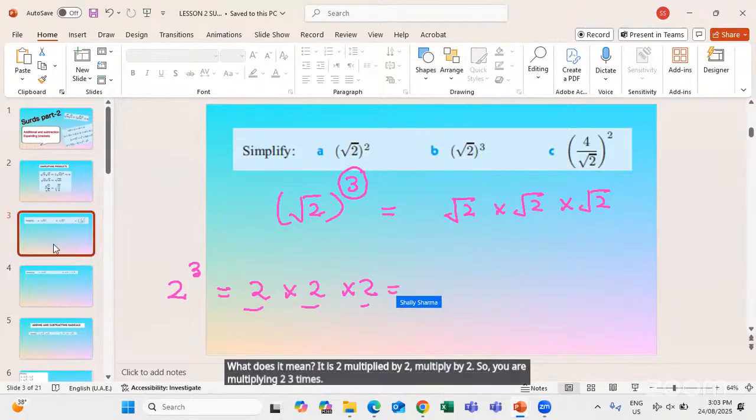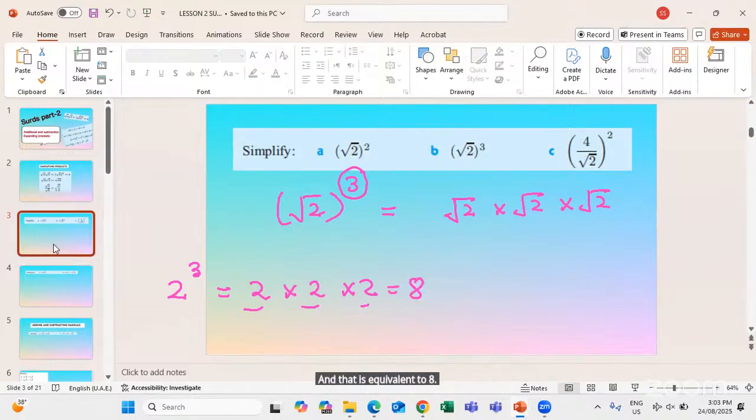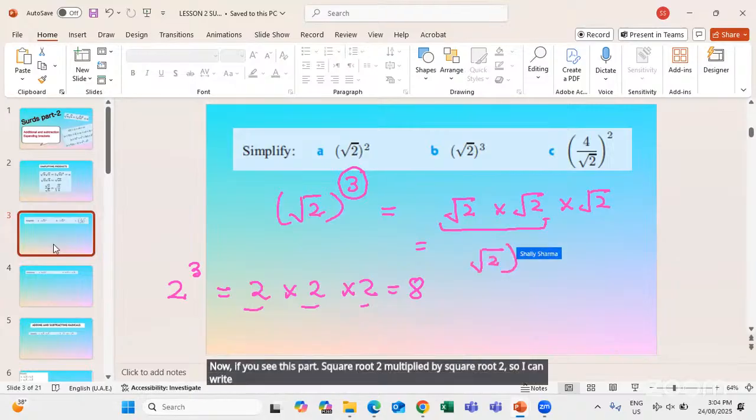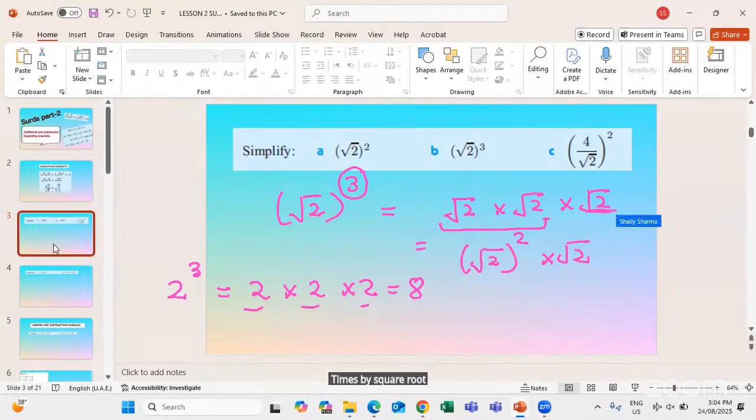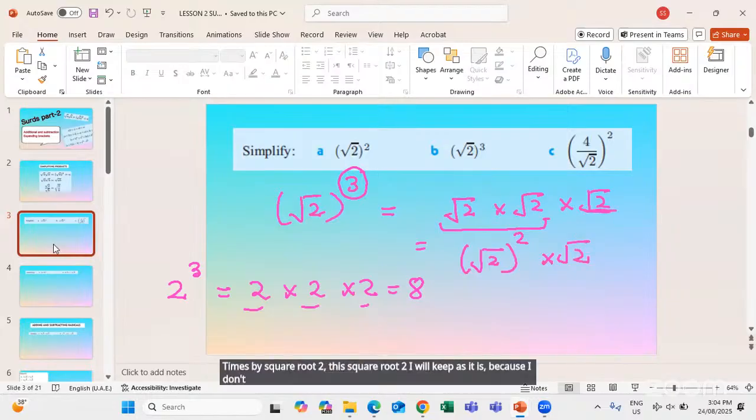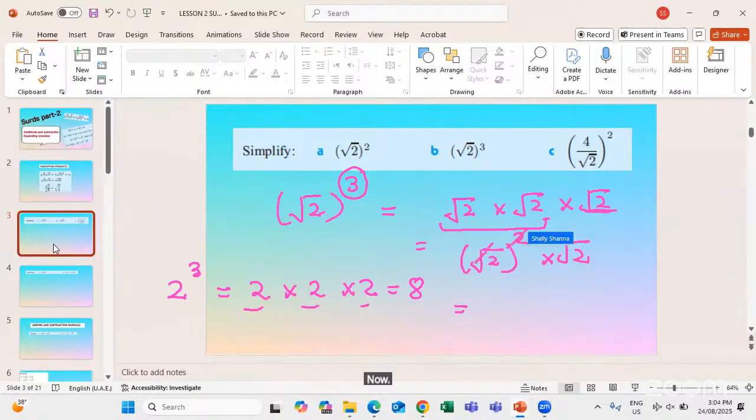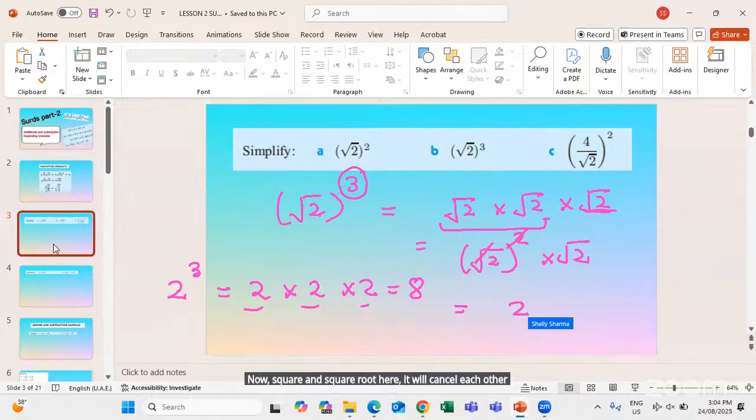And that is equivalent to 8. So this is what you need to do here as well. Now if you see this part, square root 2 multiply by square root 2, I can write it as square root 2 the whole square times square root 2. This square root 2 I will keep as it is because I don't have any other square root 2 to pair it with. Now square and square root here will cancel each other. So I got 2 and multiply by square root 2.